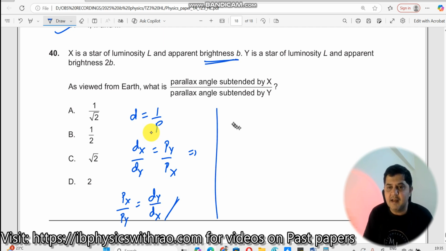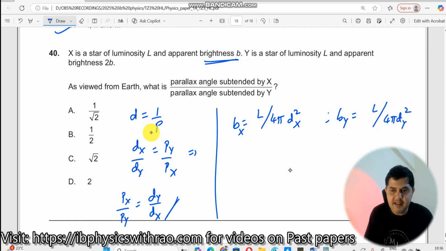Apparent brightness B is equal to L by 4 pi d square, which we know. So if this is Bx, then Y is a star of luminosity L. L is the same, so I will write dx over here. And then if I write By, this will be L divided by 4 pi dy square. Now what do I need here? I want dx and dy over here, because this is your By, this is your Bx, which is already known to you. I want dy by dx, right?